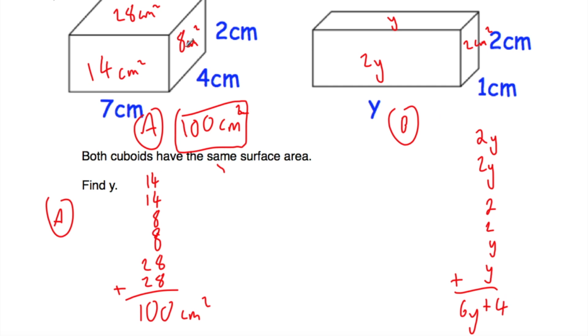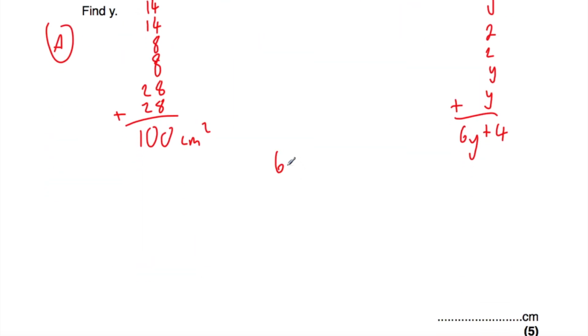So that's fantastic. We know the surface area of the cuboid on the left, that's 100 centimeters squared. We've got an expression for the surface area of the cuboid on the right, 6y plus 4. Let's put them equal to each other. That'll give us an equation. We can then solve it and find y. So let's do that. 6y plus 4 is equal to 100.